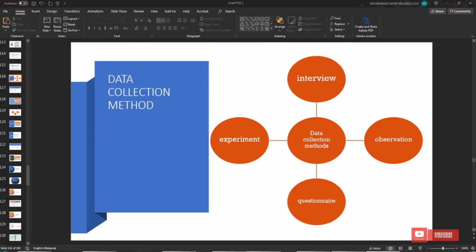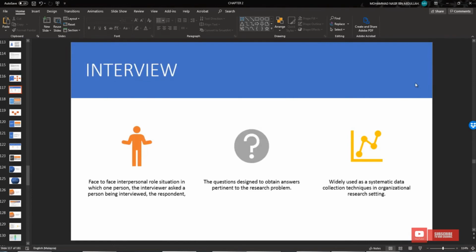Alright, let's continue to the next subtopic, which is data collection methods. In data collection methods, we will discuss basically 4 types: the first one is interview, the second one is observation, then questionnaire, and experiment. Right, let's look at interview.